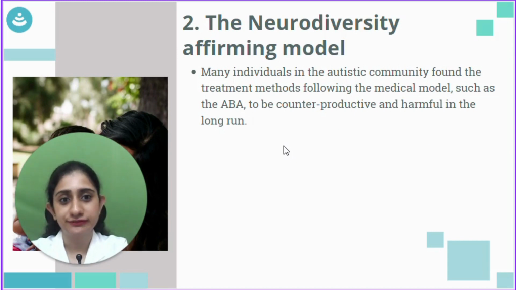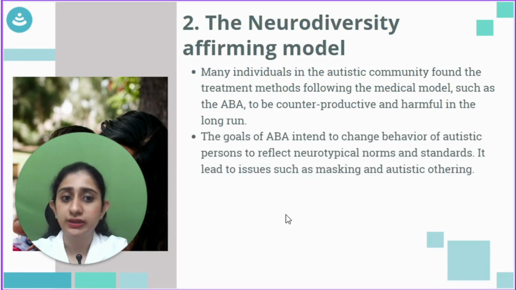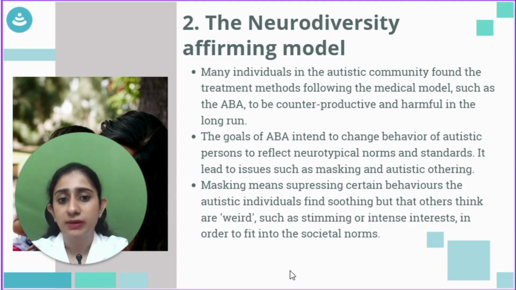Next is the neurodiversity affirming model. So many individuals in the autistic community found the treatment methods following the medical model, such as the ABA, to be counterproductive and harmful in the long run. So the goals of ABA intend to change behavior of autistic persons to reflect the neurotypical norms and standards. So it leads to issues such as masking and autistic othering. Masking means suppressing certain behaviors the autistic individuals find soothing, but that others think are weird, such as stimming or intense interest in different topics, in order to fit into the societal norms.